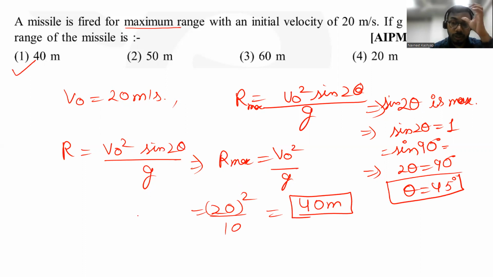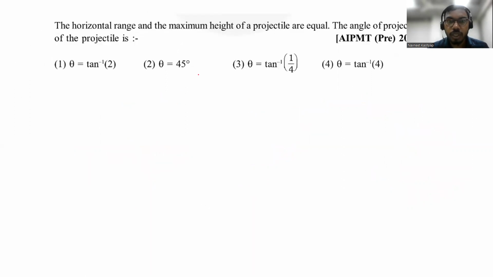Such questions also come in competitives as MCQs. What is the condition for maximum range? So that answer is that the angle of projection must be 45 degrees. Now the horizontal range and the maximum height for a projectile motion are equal. So here we have to find a relation for the angle of projection. Horizontal range will be our R, and it is equal to the maximum height.